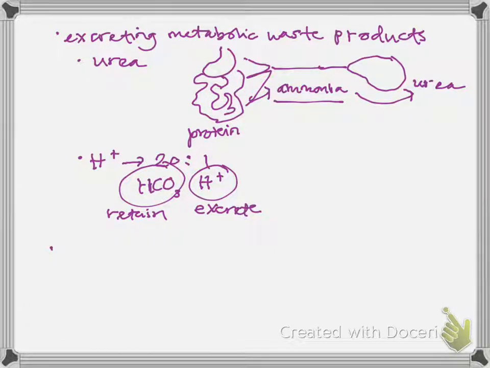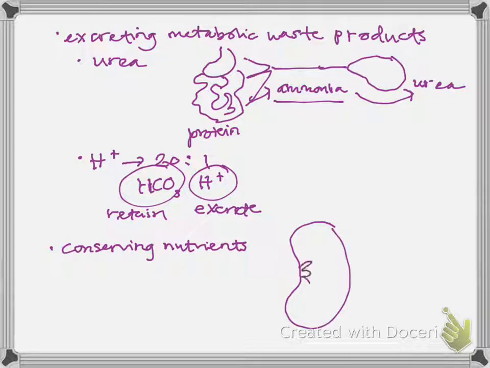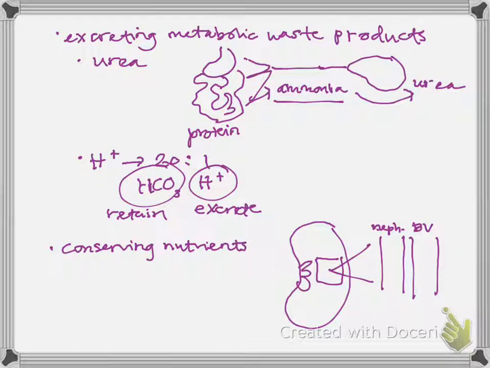Another function of your kidneys is conserving nutrients. When our blood is filtered through our kidneys, it's filtered in the nephron. This is our nephron, and this is our blood vessel. This is obviously a very simplistic view of it, but this is just to go through this so that you can understand the basics.